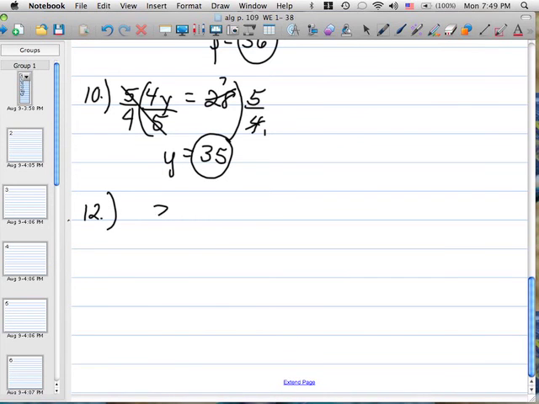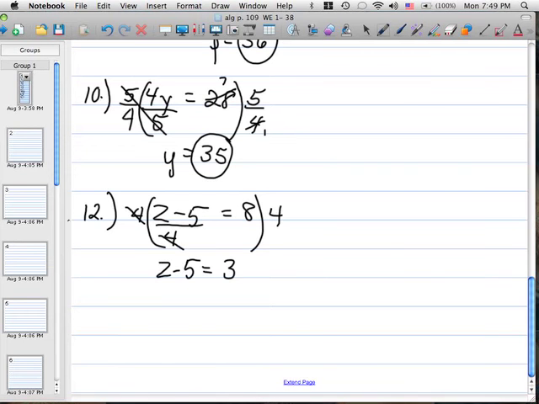Problem number 12, we have z minus 5 over 4 equals 8. We need to get rid of the fraction bar, so we're going to multiply both sides by 4. So the 4's cancel out, leaving z minus 5 equals 32. Now undo subtraction, add 5 to both sides, the opposite of subtracting, and we get z equals 37.